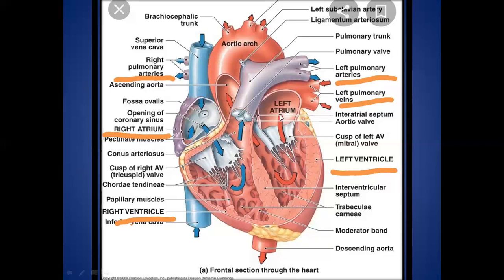Then when the atrium contracts, the clean blood or oxygenated blood will enter into the left ventricle, and then from the left ventricle, the blood will enter into the biggest artery of the body, which is called the aorta, and then the aorta will supply this blood to all parts of the body.